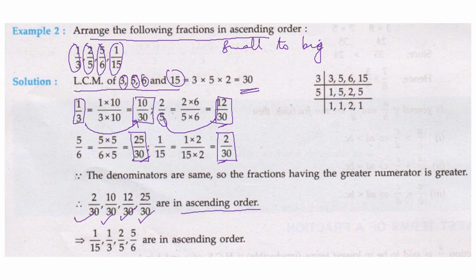This is not your final answer. Final answer should be in the form of the question given. So 2 by 30 was actually what? Actually, your 2 by 30 was 1 by 15. That's why 1 by 15 is written here. Your 10 by 30 was 1 by 3. So 1 by 3 is written here. Same way we have written the other parts also. So once they are like, you can arrange either in ascending order or descending order with the same method.